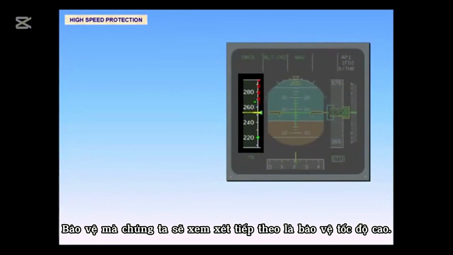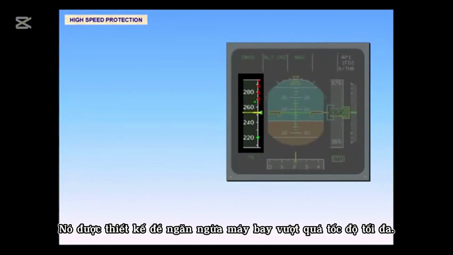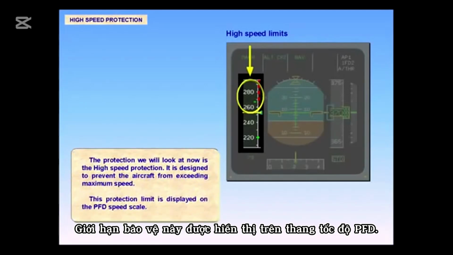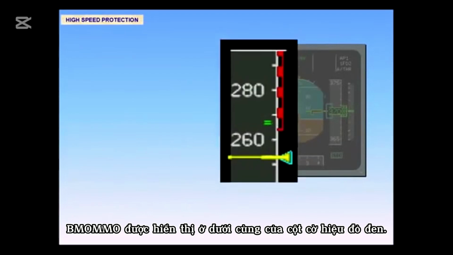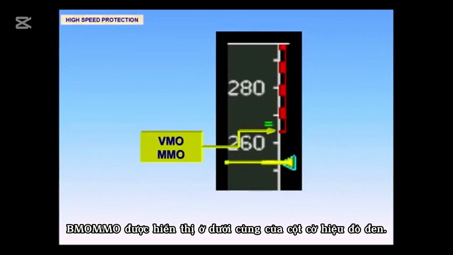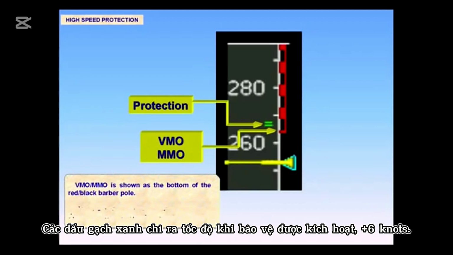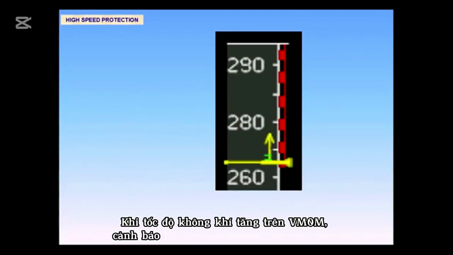The protection we will look at now is the high speed protection. It is designed to prevent the aircraft from exceeding maximum speed. This protection limit is displayed on the PFD speed scale. VMO-MMO is shown at the bottom of the red-black barber pole. Green dashes indicate the speed at which the protection is activated, plus 6 knots. When the airspeed or Mach increases above VMO-MMO, an overspeed ECAM warning is triggered.